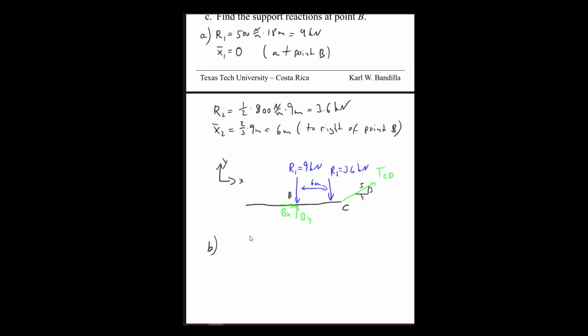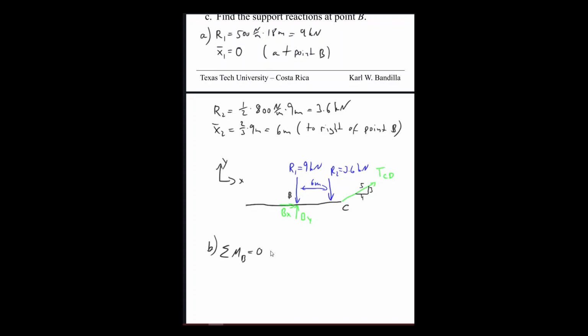So for B, we're trying to find the force along here. Now the way that we're going to do that, of course, if we do sum of forces in X or in Y, then we'll have two unknowns, right? We'll have the component of TCD, and we'll have either BX or BY. So let's do a moment around B, because then both BX and BY are going to go away.